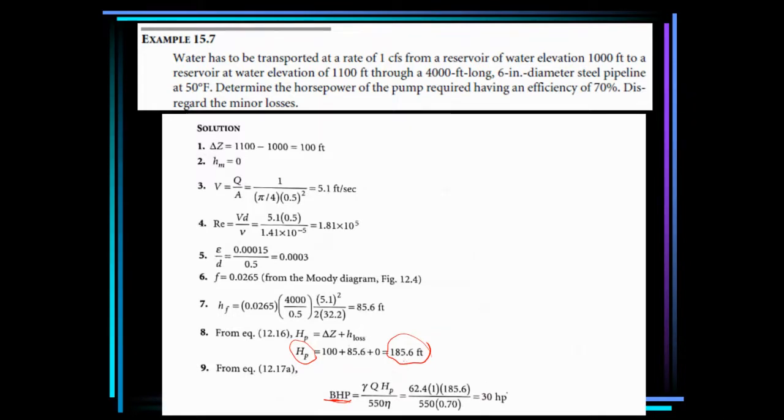Like in this case, the pump capacity based on the efficiency is 30 horsepower. So you just go to the market and tell them I need a 30 horsepower pump. And when you install it, that pump will be able to lift water through an elevation difference of 30 meters.